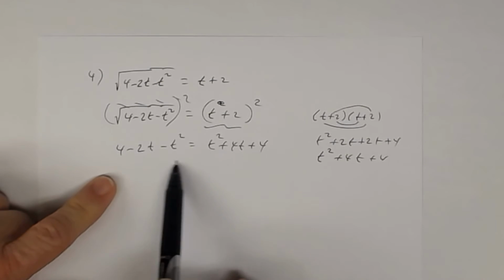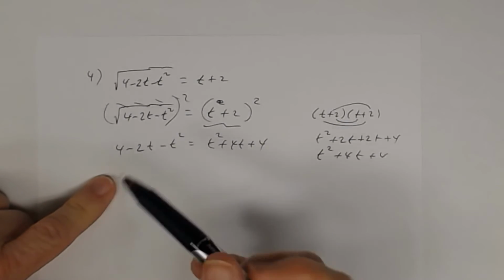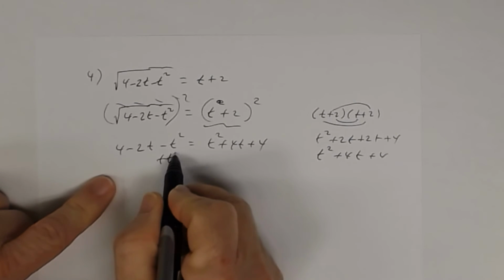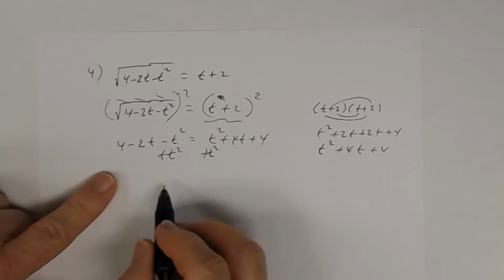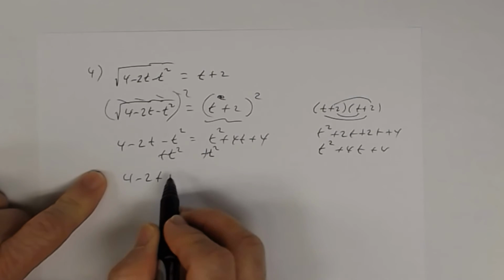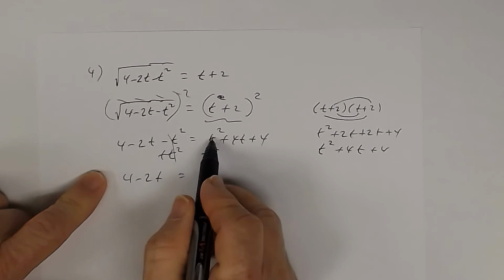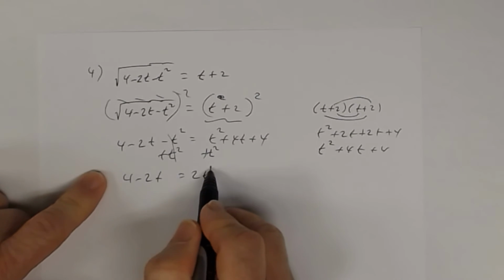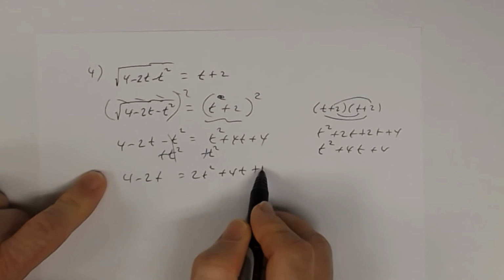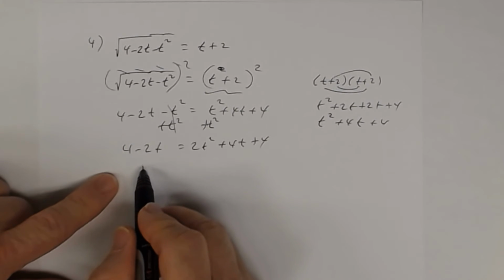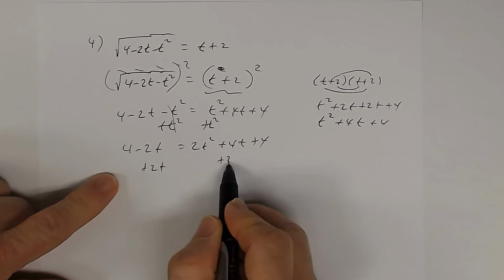So I'm going to go ahead and bring everything to the right hand side. Let me do one thing at a time. I'm going to add t squared to both sides, just like this. And so I get 4 minus 2t, this is 0, equals t squared plus t squared is 2t squared plus 4t plus 4. Then I'm going to add 2t to both sides.